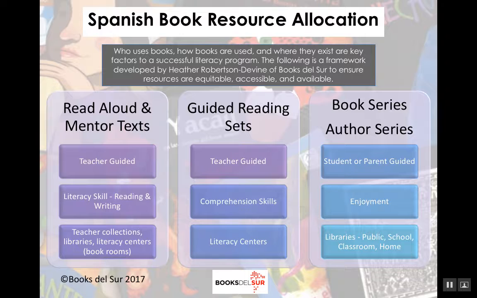The next step is to think about the purpose in the use of books. Is it to develop a literacy skill, comprehension skills, or is it for enjoyment? What's the purpose? Because that's going to affect the type of book we have, right? Then the third thing to consider, and this is the easiest, most tangible for you to think about, and the visual I just showed you, are where books exist, because that has to do with accessibility and how people can access them.